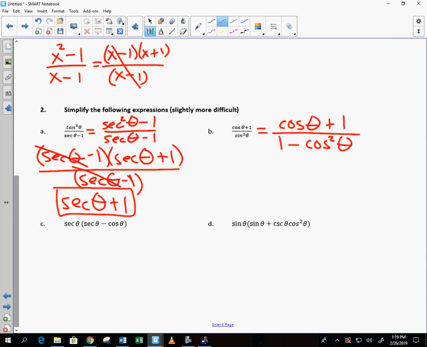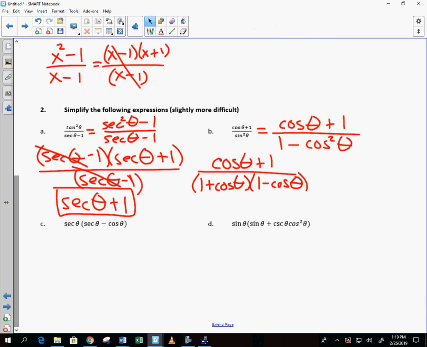Well, now you see that the bottom factors, doesn't it? What does it factor to? 1 plus cosine of theta, 1 minus cosine of theta. Is cosine of theta plus 1 and 1 plus cosine of theta, are those the same? They are the same because addition is commutative, so therefore you could just cancel these two off, leaving us with 1 over 1 minus cosine of theta. That's the answer.